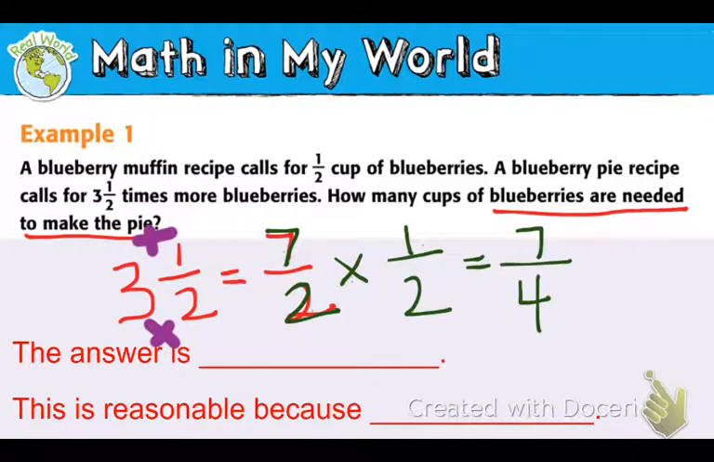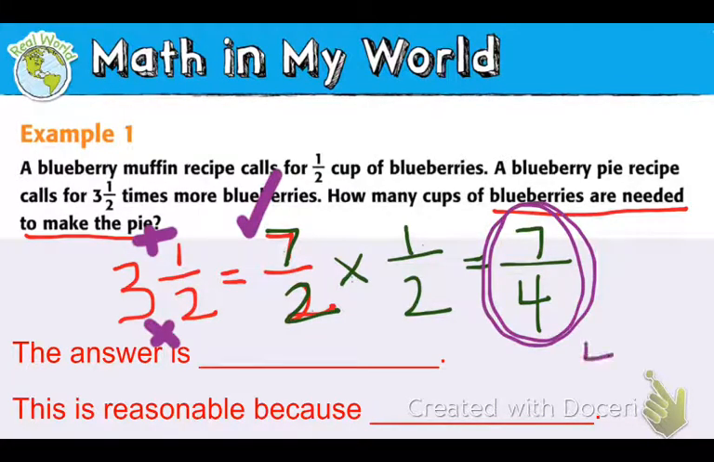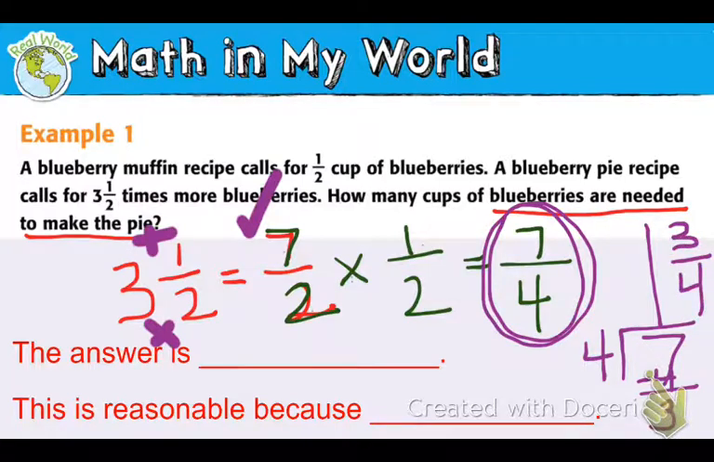Step 1, I made that improper fraction. Step 2, I multiplied the numerators. Step 3, multiplied the denominators. Okay, now I need to simplify my answer. 7/4 is improper. I can simplify it and make a mixed number. How many groups of 4 can I make out of 7? Well, I can make one group of 4. I can go ahead and subtract it. Oh, there's 3 that won't fit in another group. So 7/4 has the same value, or it's equal to 1 3/4.